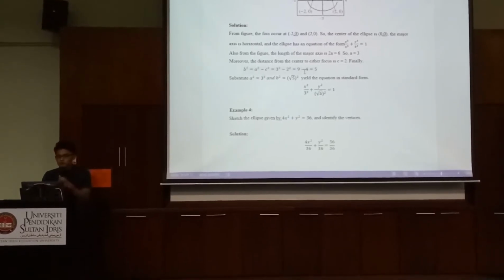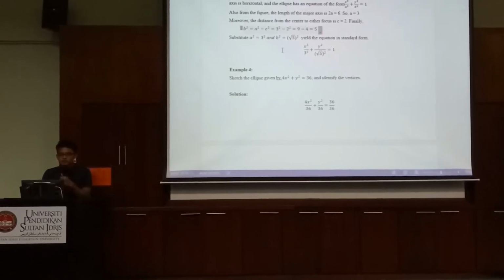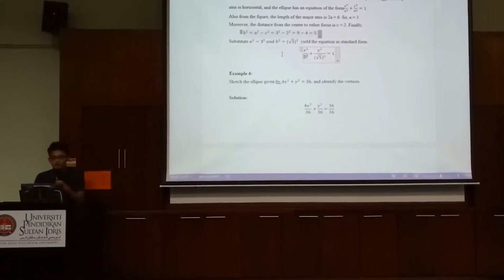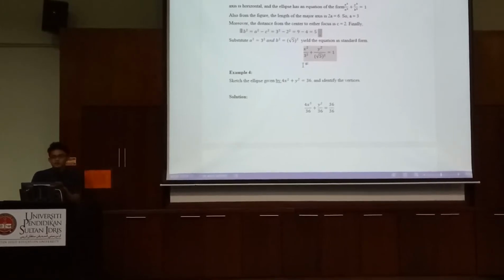Okay, finally we have an equation which is b squared equal to a squared minus c squared, equal to 3 squared minus 2 squared, equal to 9 minus 4, and we get 5. Okay, substitute a squared equal to 3 squared and b squared equal to 5. Here the equation is in standard form, okay, as you can see there. Okay, that's for example for ellipse.